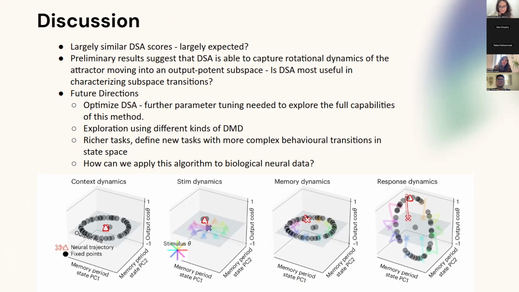So to further investigate whether DSA is capturing rotational dynamics, moving forward we will apply DSA to richer behavioral tasks featuring more intricate state space transitions. We are also very interested in applying this algorithm to biological neural data, where there's a large body of work describing neural dynamics rotating into output-potent subspaces or otherwise moving into a null space. So this is something we would be very interested in exploring after we understand our analysis in artificial neural systems more thoroughly. But we understand that the noise and complexity from biological data present additional challenges.